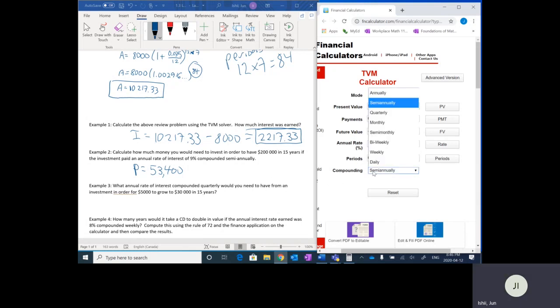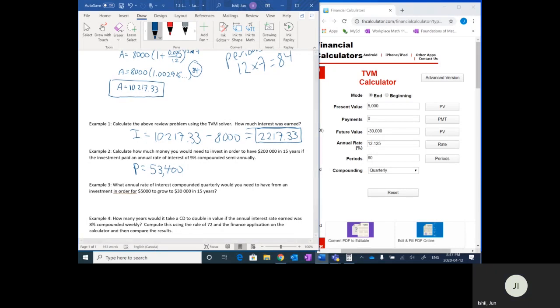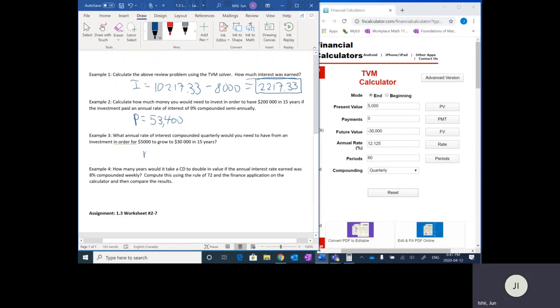And I'm going to switch that to quarterly. The annual rate would have to be 12.1%. So R in this case, R equals 12.1%.